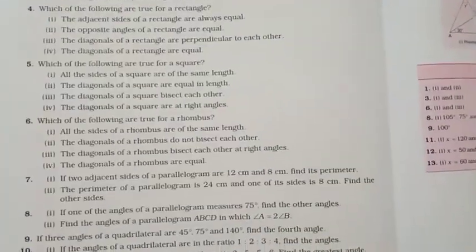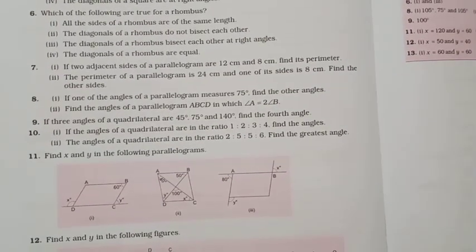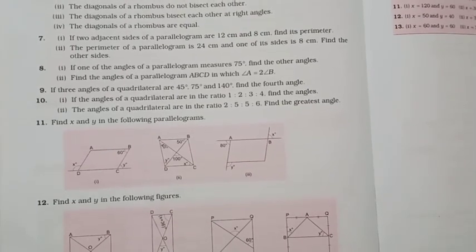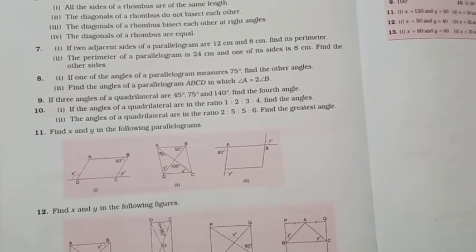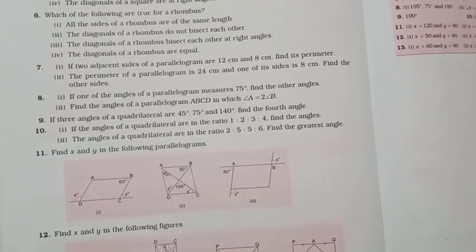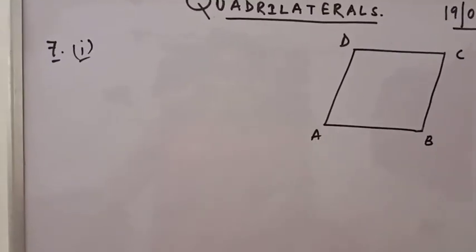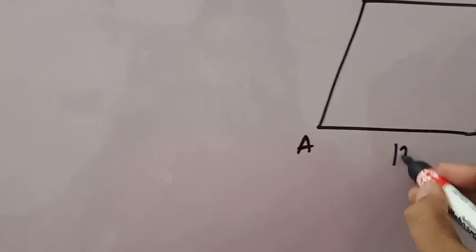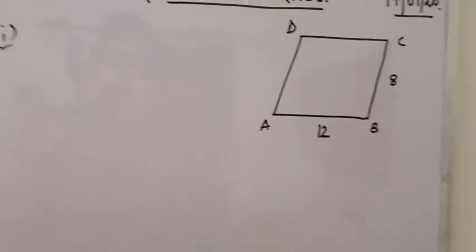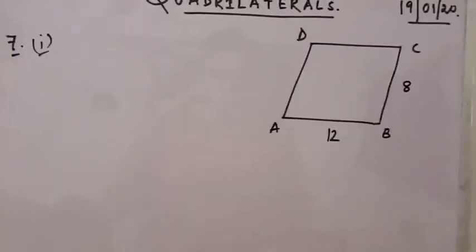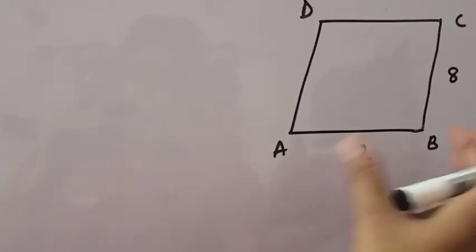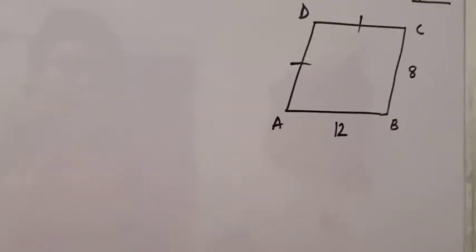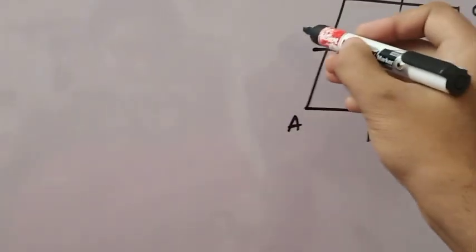Now we are going to number 7. In number 7, if two adjacent sides of a parallelogram are 12 and 8, then what is the perimeter? So you have to find the perimeter. See that two adjacent sides of the parallelogram are given, 12 and 8. So this is 12 and this is 8, right? We know that in a parallelogram, opposite sides are equal. That means this is also 12 and this is 8.